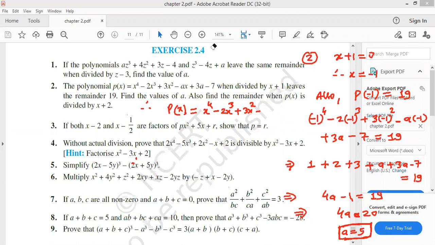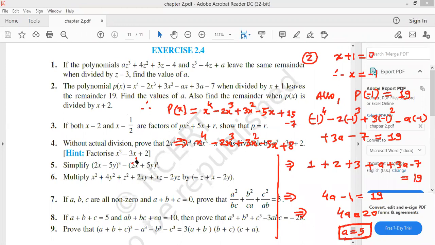Sir, 5x comes, right? It will come 5x, right. And here it is 5 3s are 15, right? Plus 5 3s are 15 minus 7. It is clear now, no? It will be x to the power 4 minus 2x cube plus 3x square minus 5x, and 15 minus 7 is what? 8.